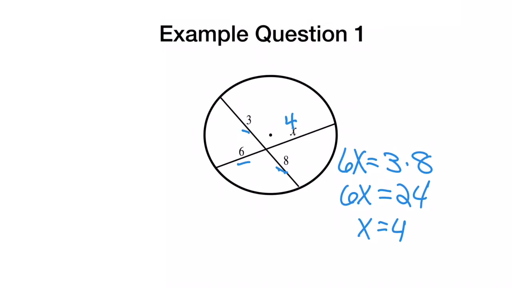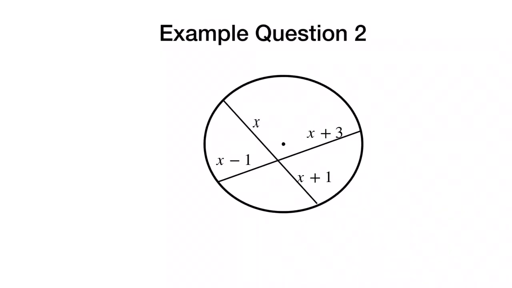3 times 8 is 24. 6 times 4 is 24. 4 is correct. Let's look at a slightly more interesting example for this theorem. X minus 1 times x plus 3 will equal x times x plus 1.